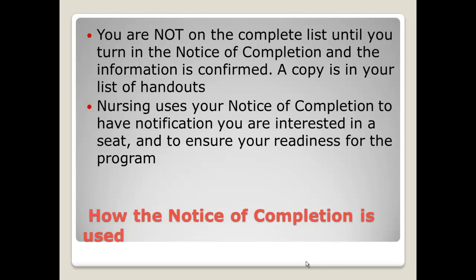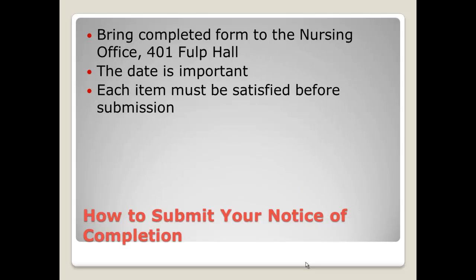A student submits a Notice of Completion to the nursing department to indicate interest and preparedness for transition nursing. This form places your name on the complete list for transition nursing. A student whose name is on the complete list is eligible to accept a seat in transition nursing for the first available class. The earlier you submit your Notice of Completion, the earlier you can be considered for a seat in transition nursing. Each requirement must be satisfied before the form is acceptable.